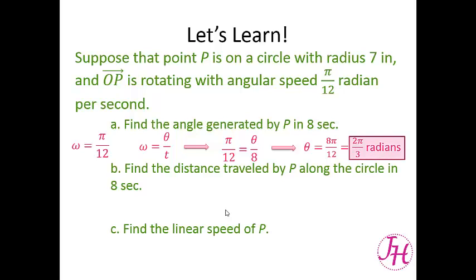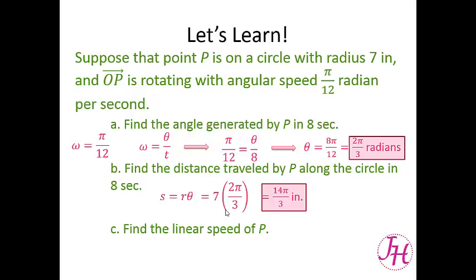Next we're going to find the distance traveled by P along the circle in 8 seconds. Remember that our arc length is radius times theta, which is the angle measure. So we know that our radius is 7. The original problem told us that. We know that theta equals 2 pi over 3. We just found that. So that equals 14 pi over 3 inches. So that's the distance traveled by P along the circle in 8 seconds.